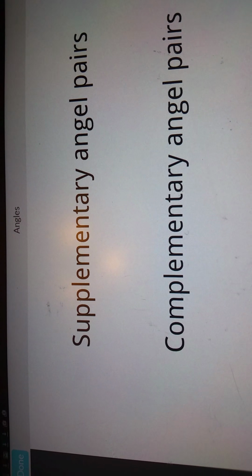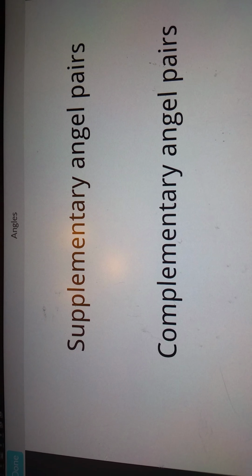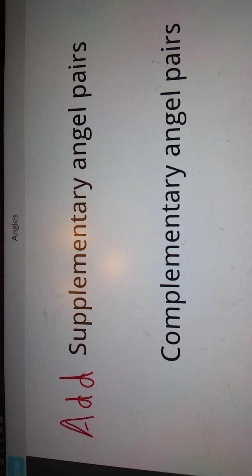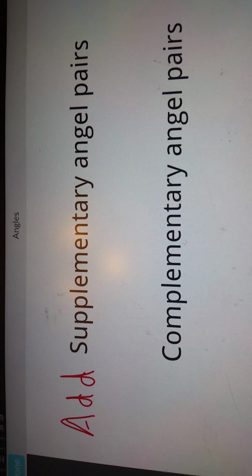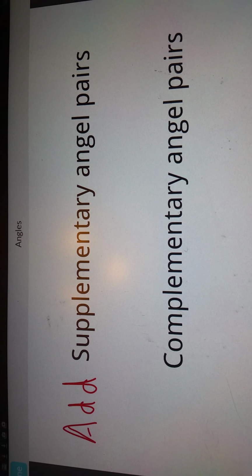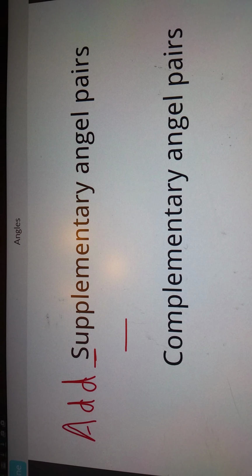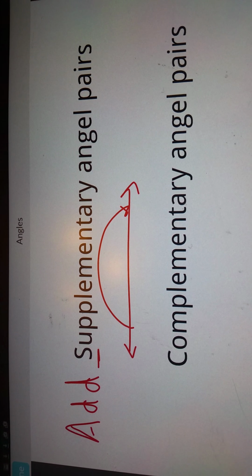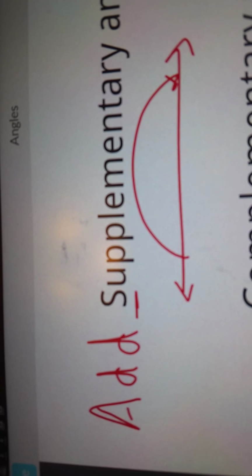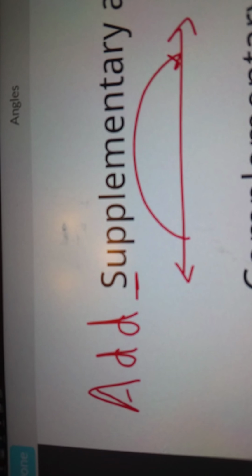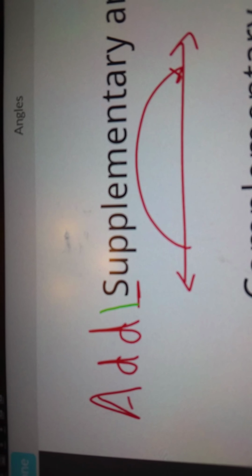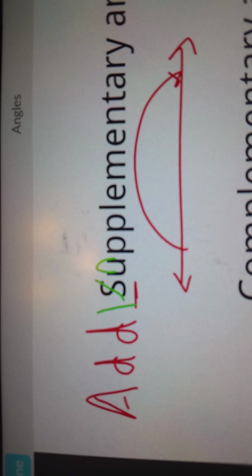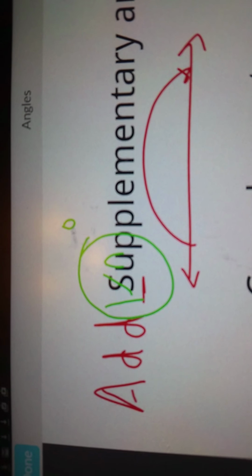Alright, looking at the next section of this quiz, it had you look at supplementary angle pairs and complementary angle pairs. Supplementary means that it's going to add to 180 degrees. We can remember that it adds to 180 because it starts with an S, and a straight line, which also starts with an S, is always 180 degrees. Another way to remember this is to turn the word supplementary into 180 by putting a 1 in the front, connecting the S, and looping. So supplementary adds to 180 degrees.